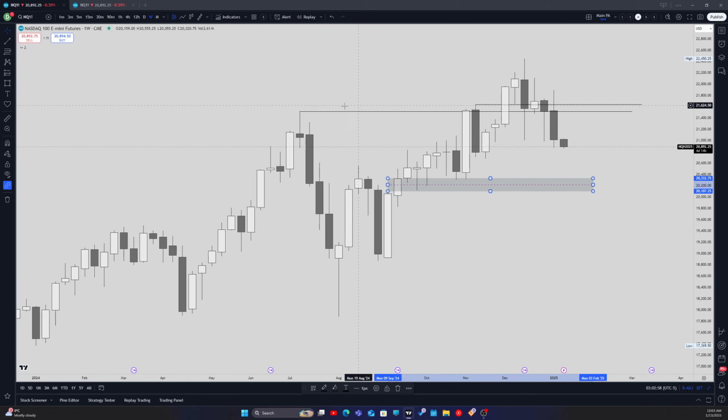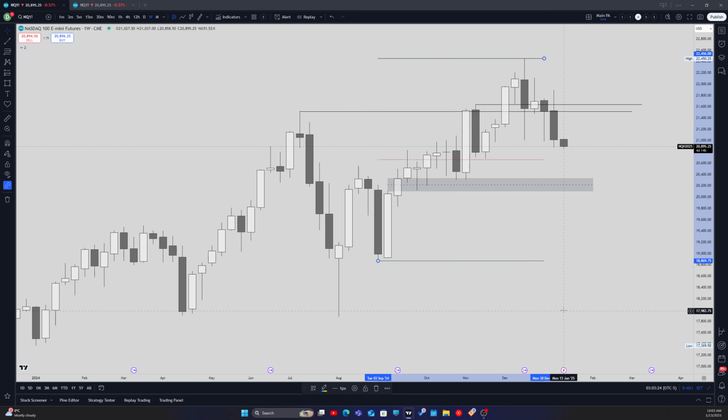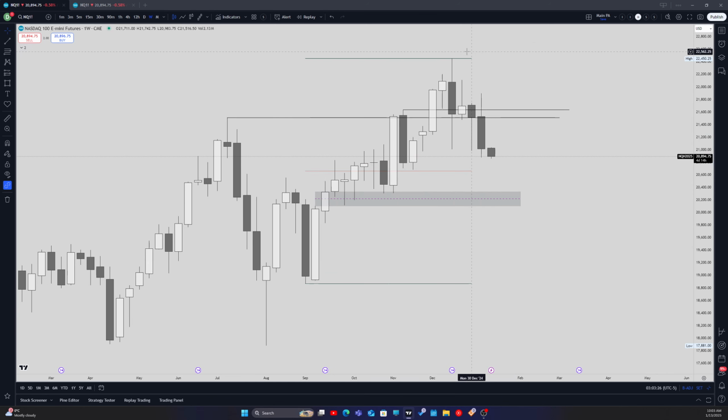We have the highs having been taken here, and price is going for internal range liquidity internal to this range here. So if we look at this is our range. Price started making its move from here. And this is the range on the weekly chart.